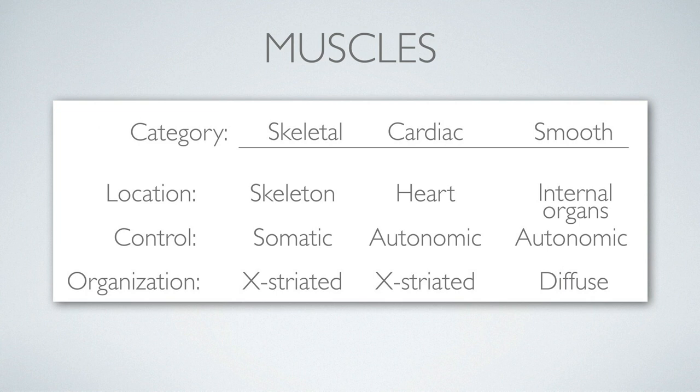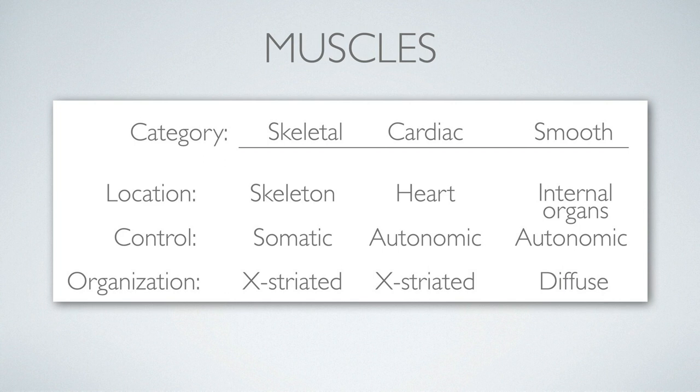Cardiac and smooth muscle are controlled by the autonomic nervous system. You don't have conscious control. And cardiac muscle is similar, roughly, to skeletal muscle in the way that it looks under a microscope. It has sarcomeres, which create a cross-striated pattern, whereas smooth muscle has a much more diffuse appearance.